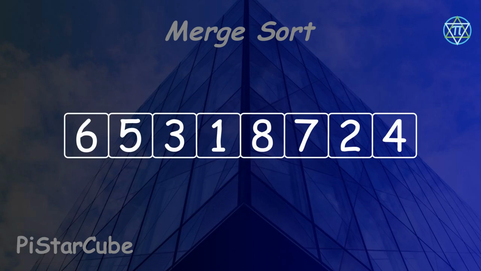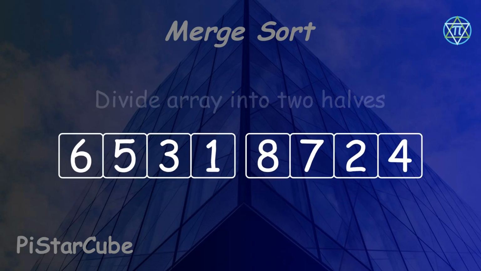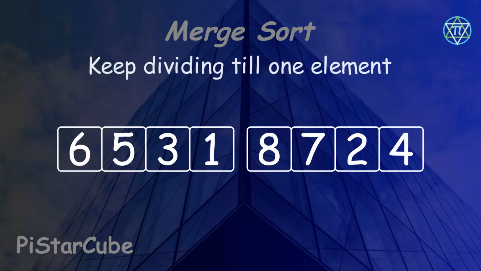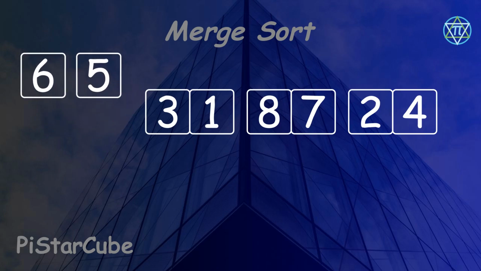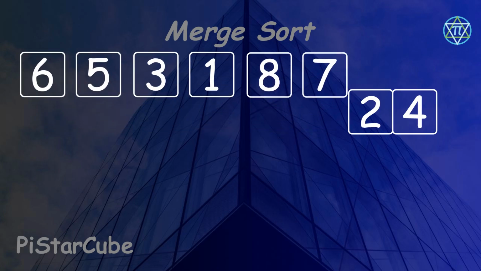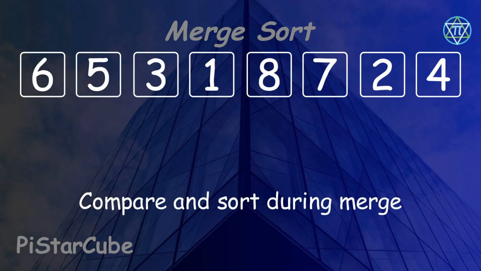Let's kick off the animation and see merge sort in action. First, we divide it into two halves, left and right. Then we keep splitting each half until every subarray has just one element left. Now comes the fun part, merging. We start merging the pairs while comparing and sorting.